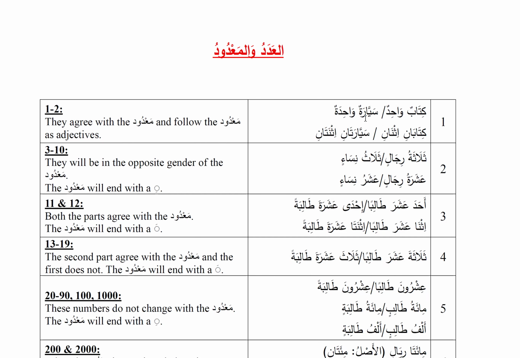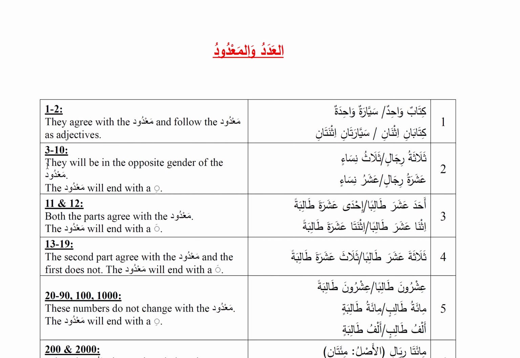Likewise, we have sayyaratun wahidatun. This is female, so this is also female. Sayyaratun wahidatun. So they agree in the same gender. Now here kitabani ithnani, 2 books. This is dual and this is dual. Sayyaratani ithnatani, 2 cars. These both are female. So that's the thing with 1 to 2. The numbers agree with the ma'dud like an adjective.